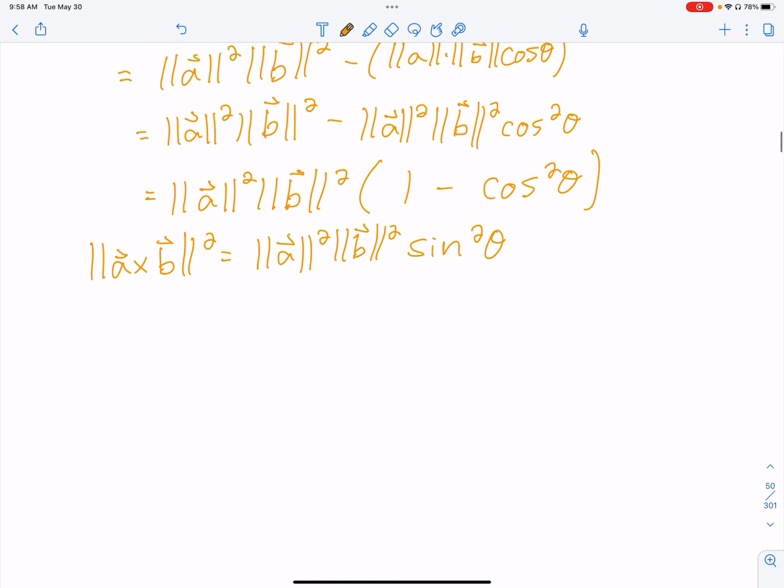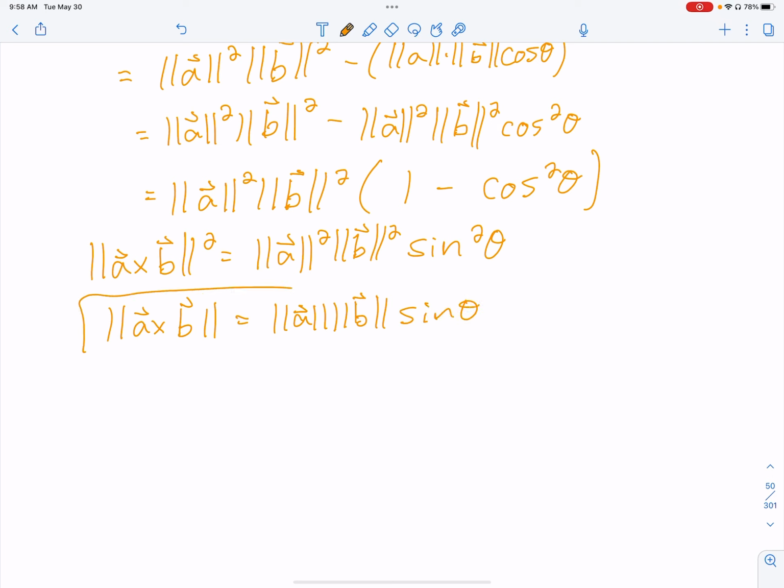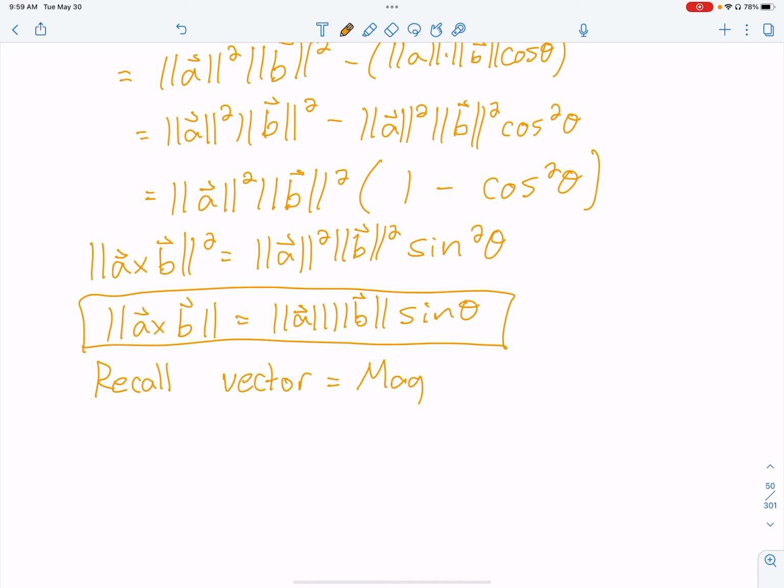So I'm just going to take the square root of both sides, which gives me the magnitude of A cross B is equal to the magnitude of A times the magnitude of B times sine theta. That is a great formula there. That helps me find the magnitude of A cross B. All right, we're going to use this idea again. Recall, we used this a few sections ago. Recall a vector is equal to its magnitude times a direction. What I have right above is a magnitude.